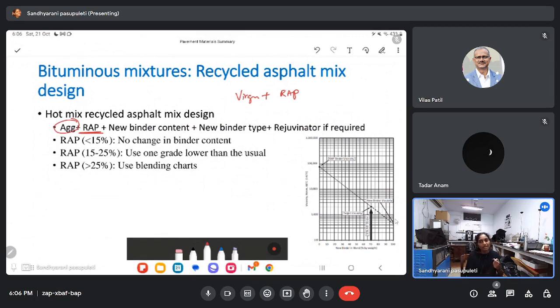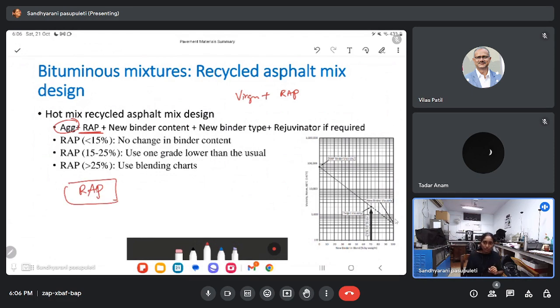So when I wanted to add extra binder, what grade of bitumen do I have to add? That is one thing. What amount of bitumen do I have to add? Which type of viscosity do I have to choose? Those are the unknown things. So initially, if I have RAP, I have to first determine what is the binder content that is present.